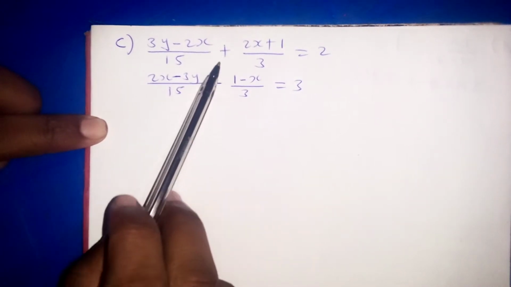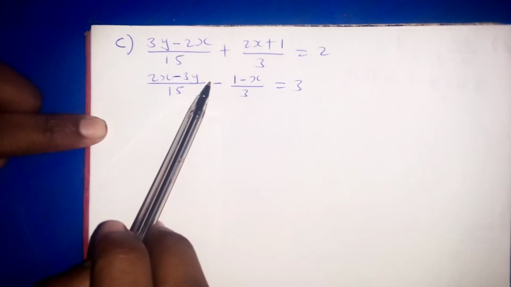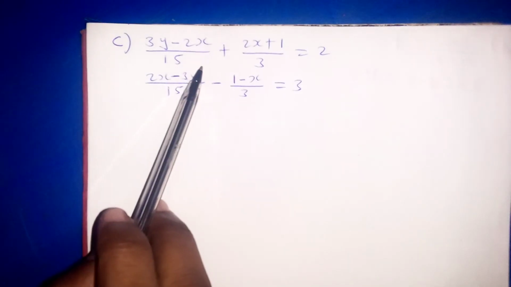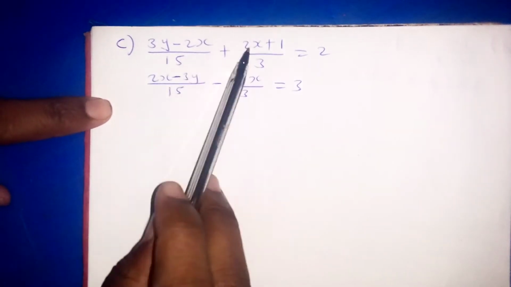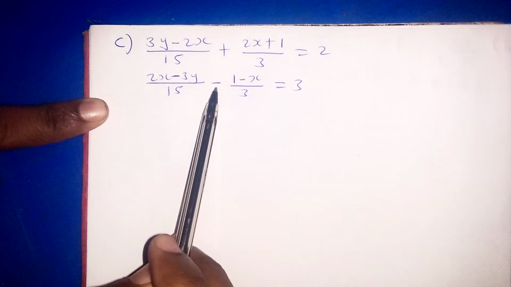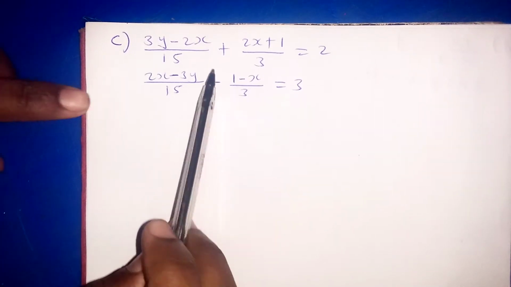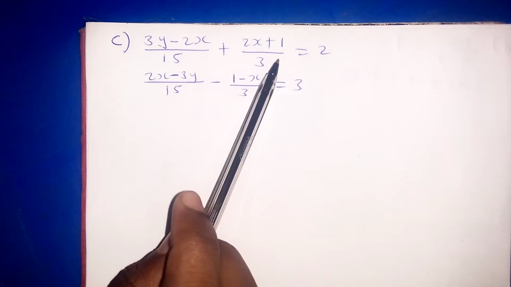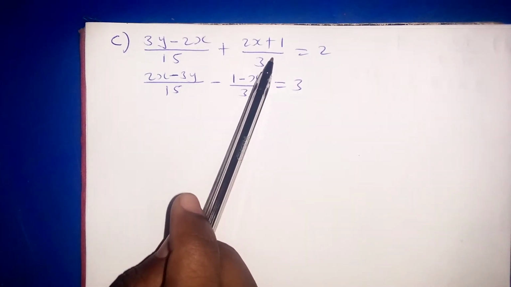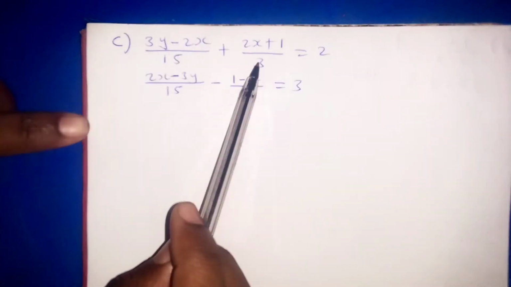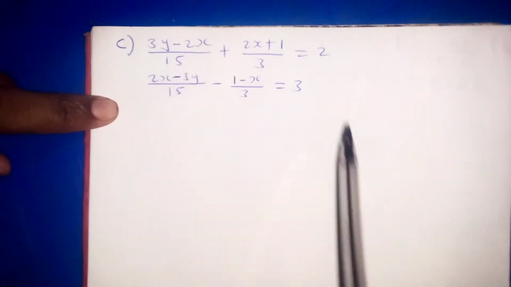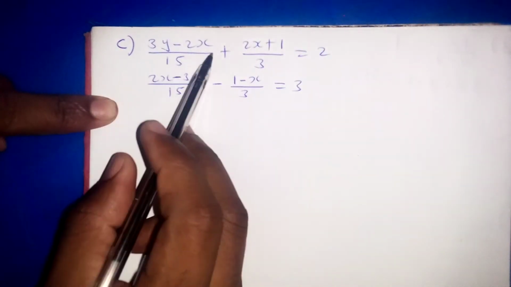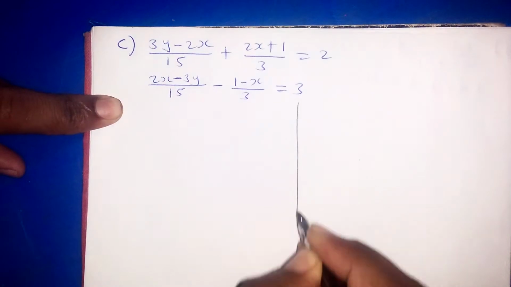So let's start by looking at this question here. We are told to solve this particular simultaneous equation using the substitution method. Our first step is simply to break down this equation into a linear form, that is by eliminating fractions on either side of the equation. Let me just rewrite our first equation here.